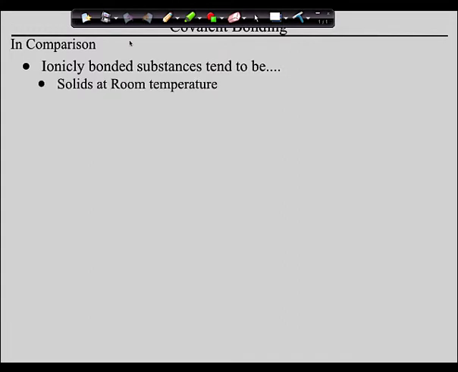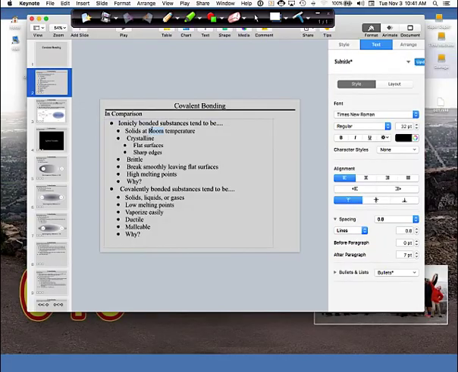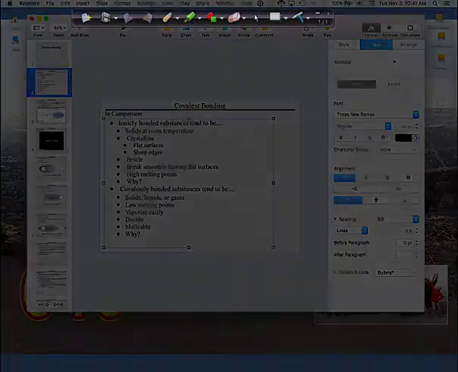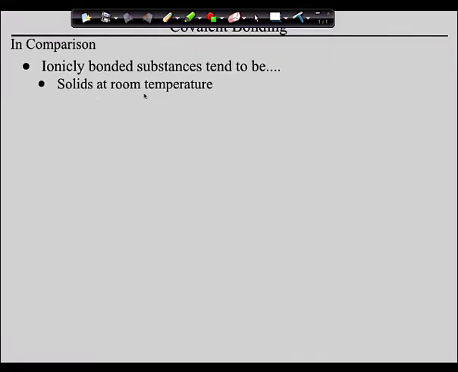Number one, they tend to be solids at room temperature. So they are solids at room temperature. Is that true of table salt? Absolutely. Number two, they are crystalline.